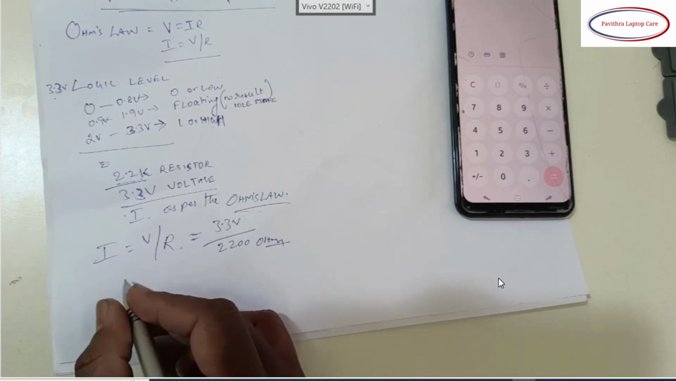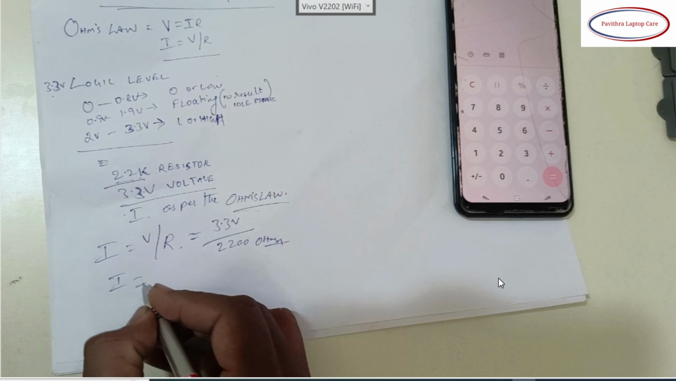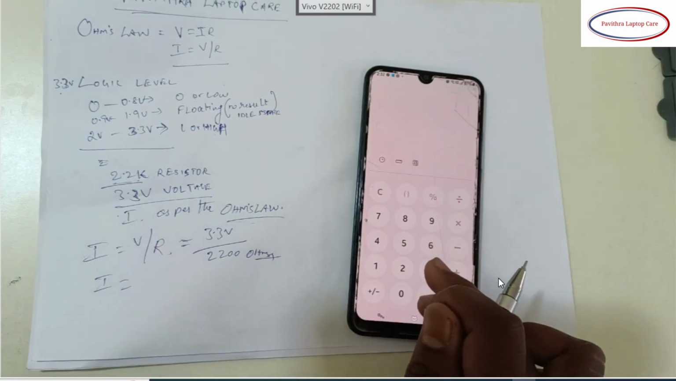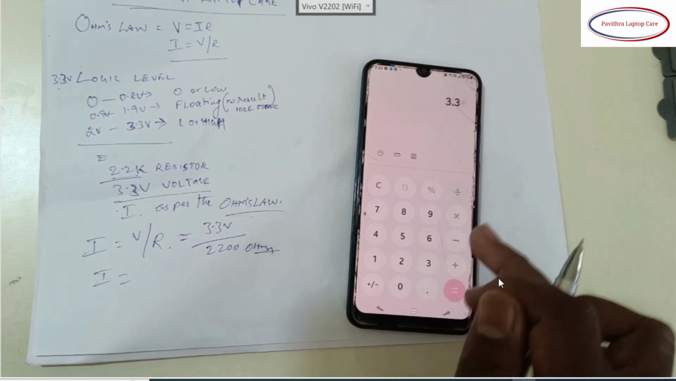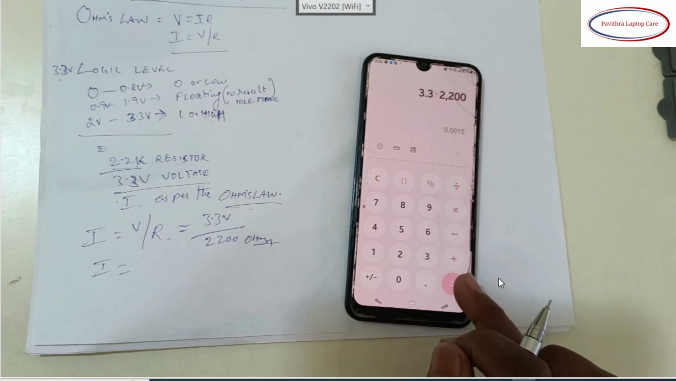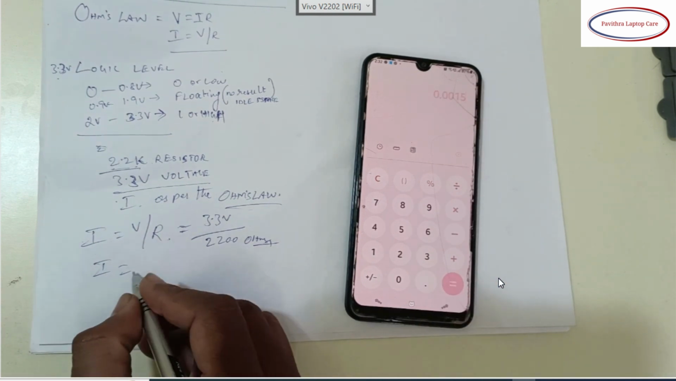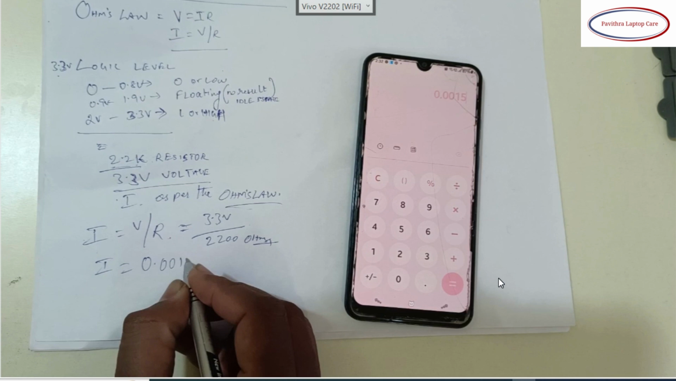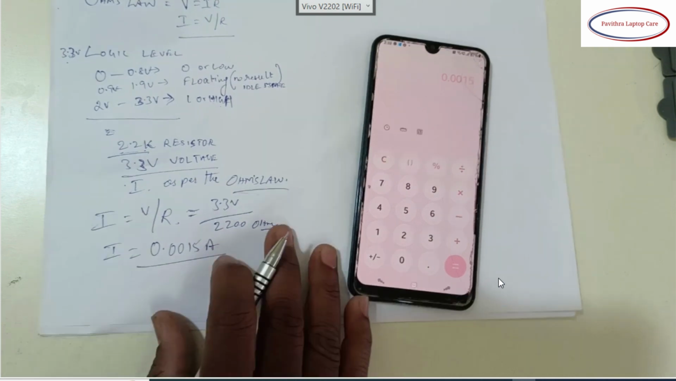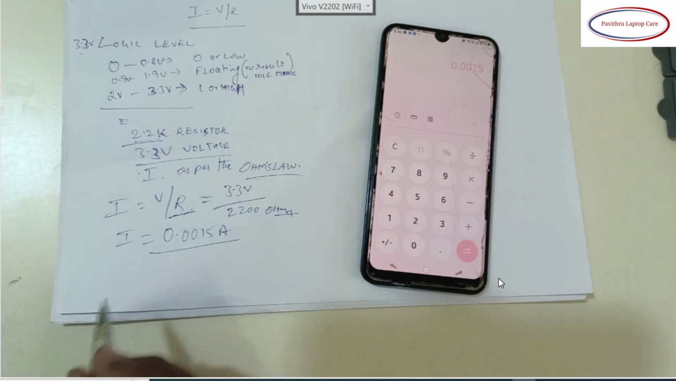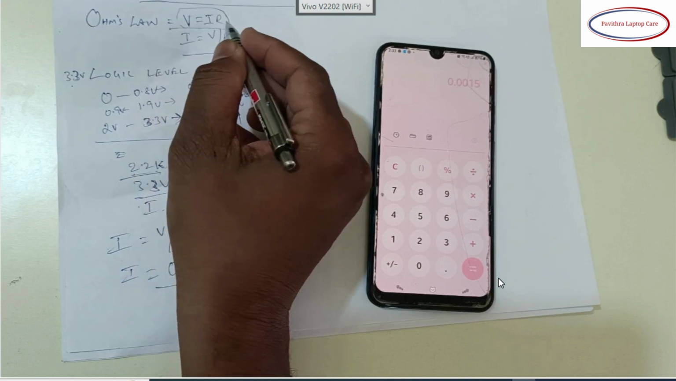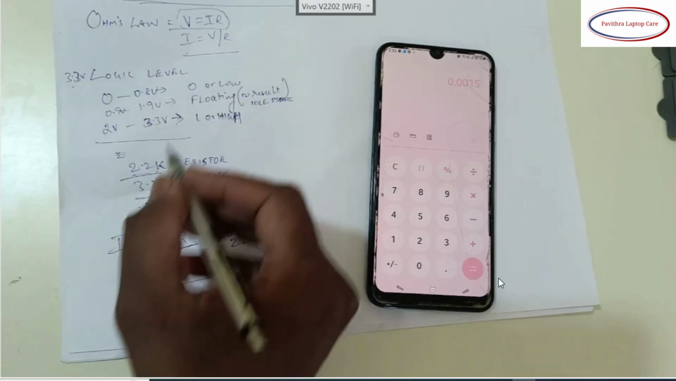Now the current I, let me calculate: V is 3.3 volts divided by 2200 ohms is equal to 0.0015 amps. Okay. If you want the resistor value, that also we can calculate, considering Ohm's law. Okay.